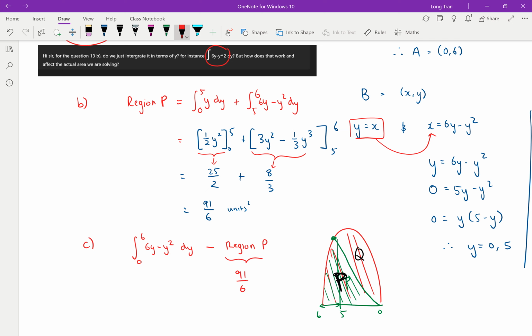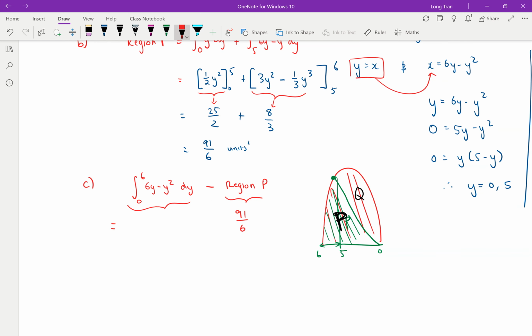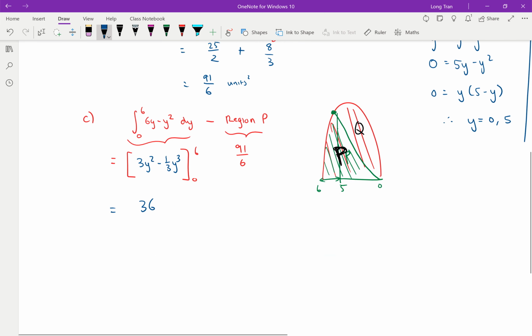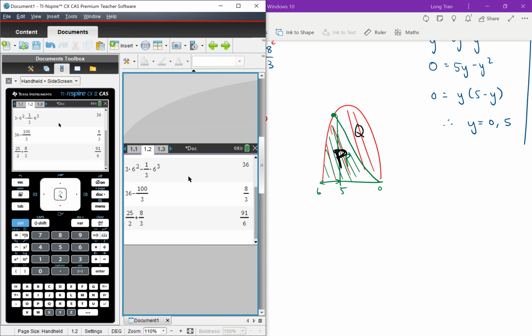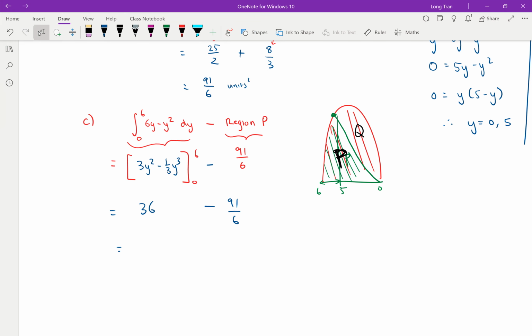Okay, and then all you have to figure out is this one. Okay, and what would that be? That would essentially be the same thing as before, except now it is from, what's that? 3y squared minus 1/3 y cubed. Zeros will cancel them out, so it's just 6. And from memory, wasn't that 36, wasn't it? Yeah. So then it's 36 minus 91 on 6, and I'm going to cheat again. 36 minus that, 125 on 6. There you go. So that's how you would answer this question here.